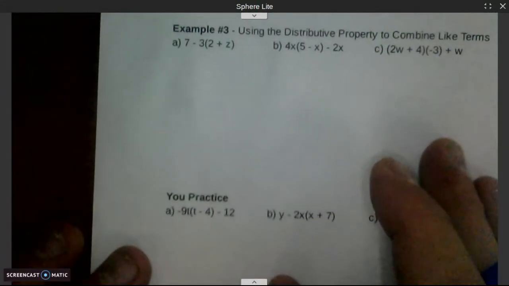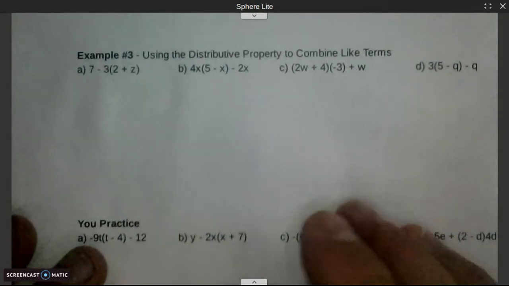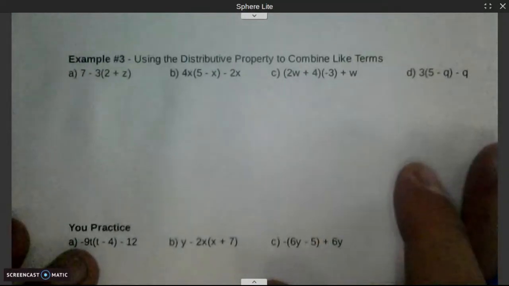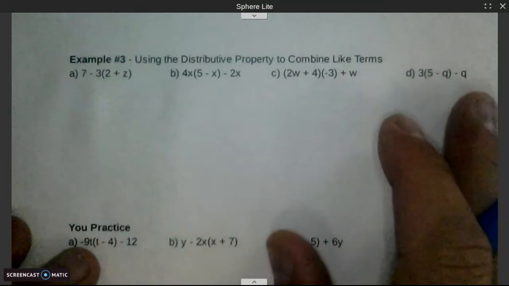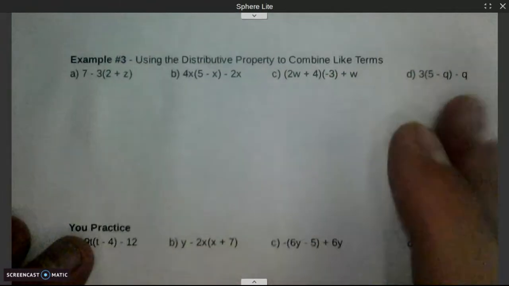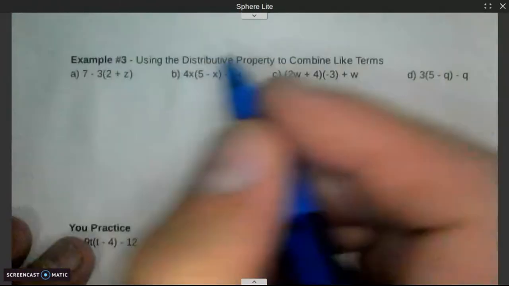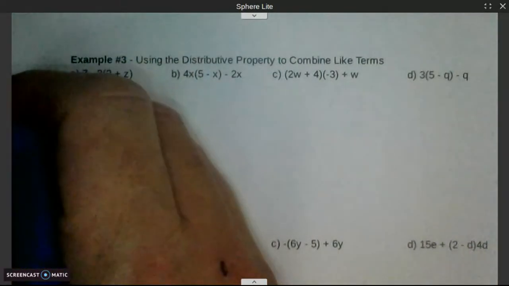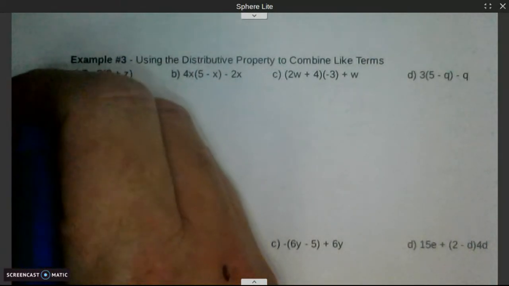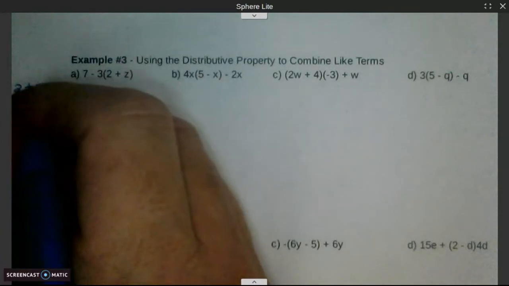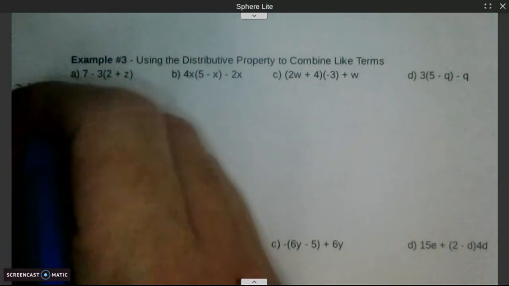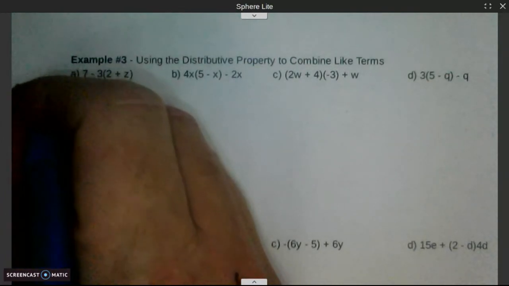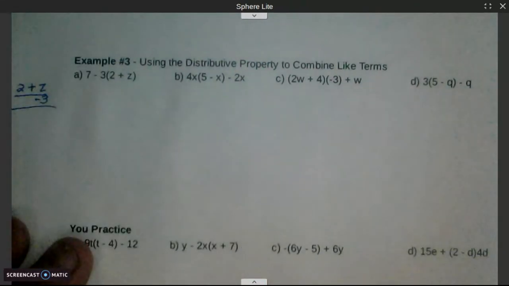All right. On example 3, now we're putting together both parts of what we just learned. We're doing both the distributive property and like terms. So if we're doing the distributive property and you like to do it using the vertical method, I'm going to use the vertical method. You could also use the arrows. But just to do this, I'm going to say 2 plus z. And I'm going to multiply this by negative 3.